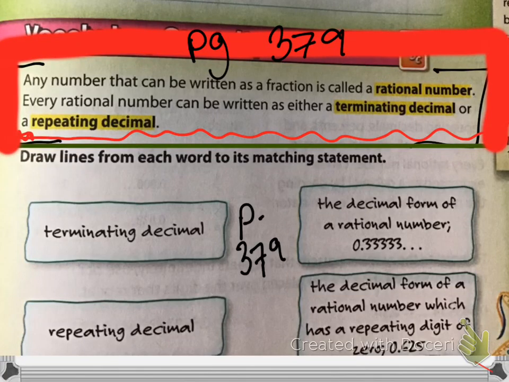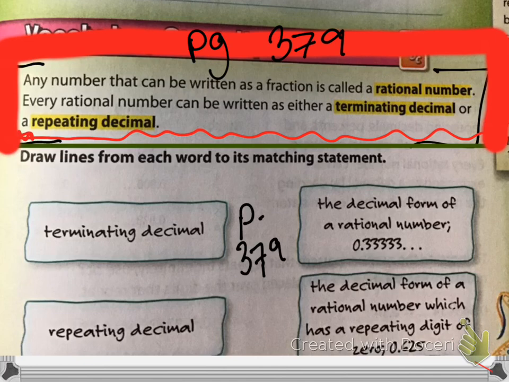So this one, any number that can be written as a fraction is called a rational number. We went over this before. It's rational if it can be written as a fraction. Every rational number can either be written as a terminating decimal or a repeating decimal.